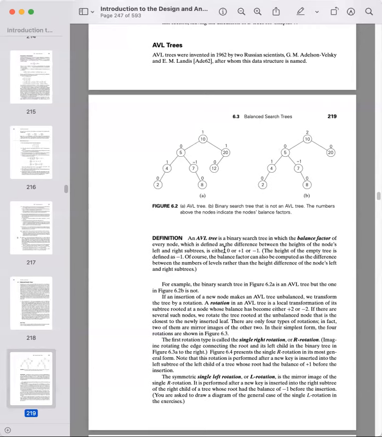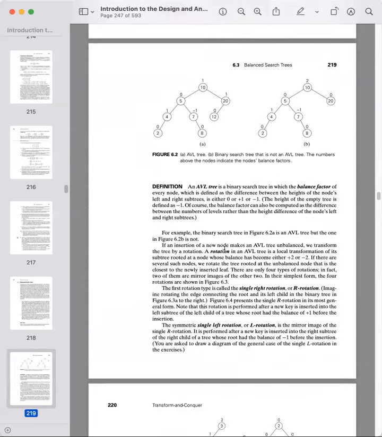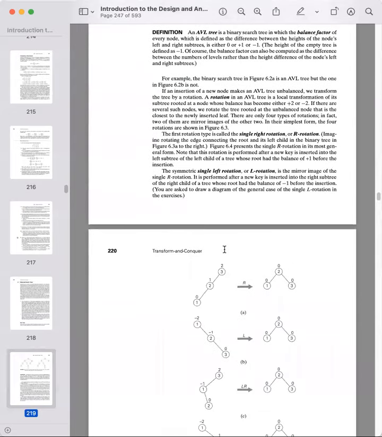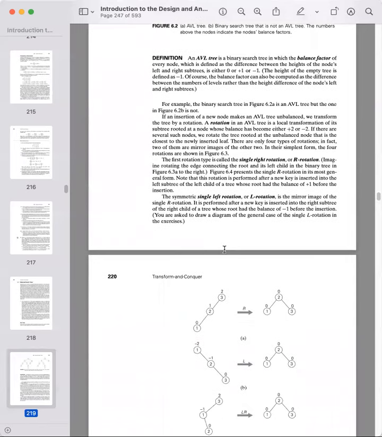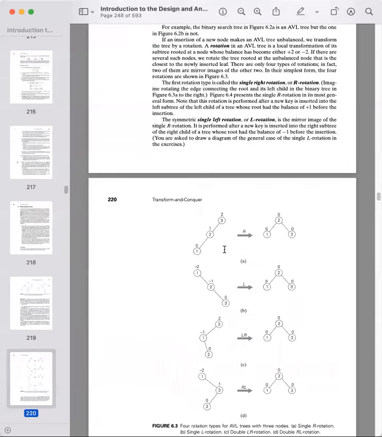So the way we do this is through rotations. There are 4 kinds of rotations. There's a single left, a single right, a left-right, and a right-left.